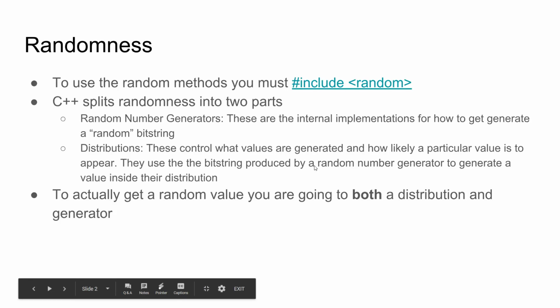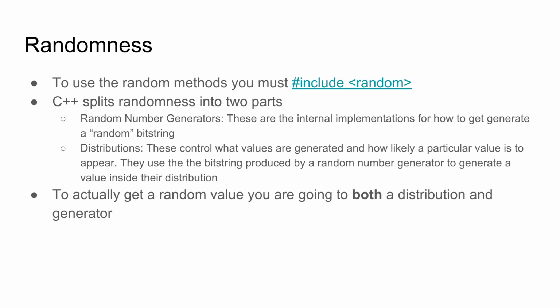So if you want to use the random stuff in C++, you have to include <random>. C++ splits random into two distinct parts. The first part are the random number generators. These are the internal implementations that generate some random sequence of bits or some random number. Then there's the distributions. These control what values are generated and how likely a value is to appear. They use the bit string generated by the random number generator to produce some value in their range.